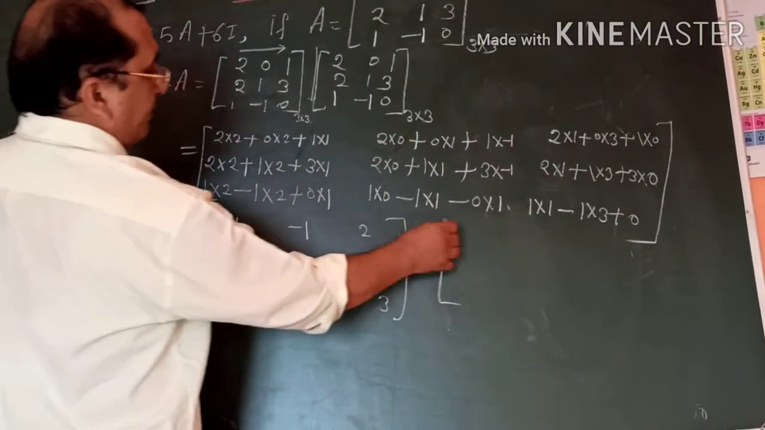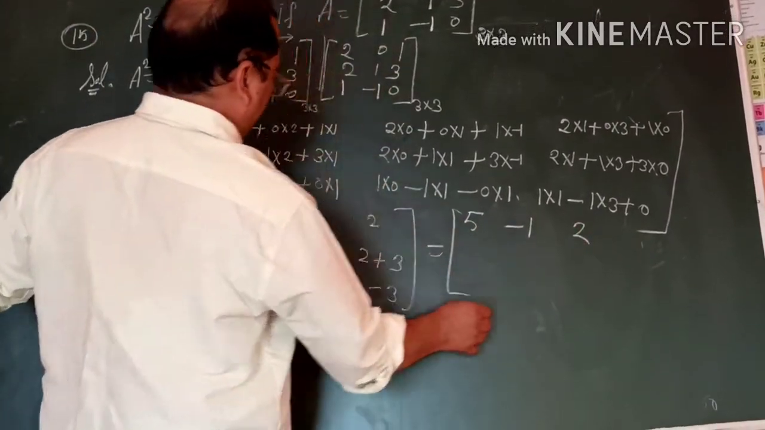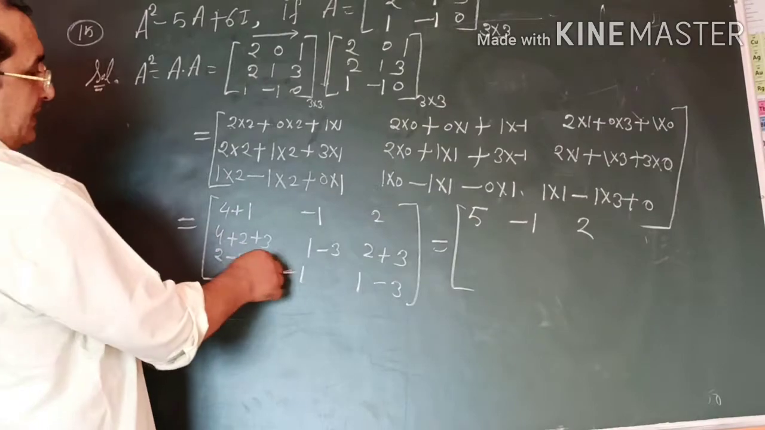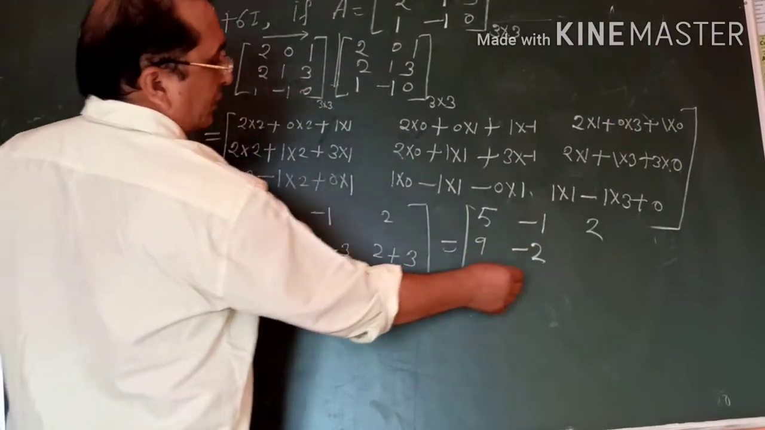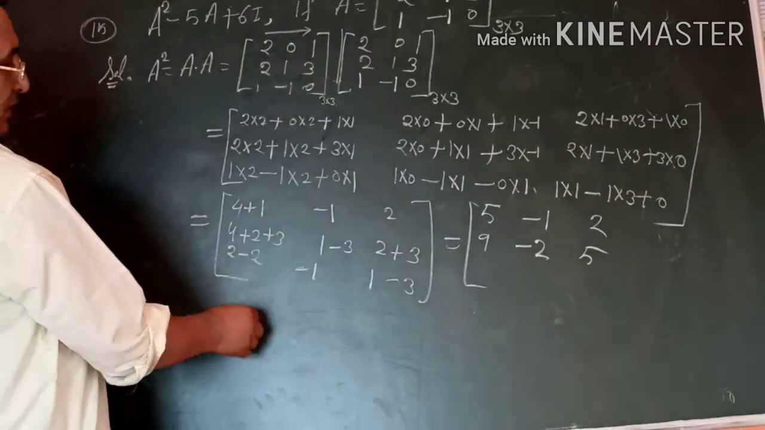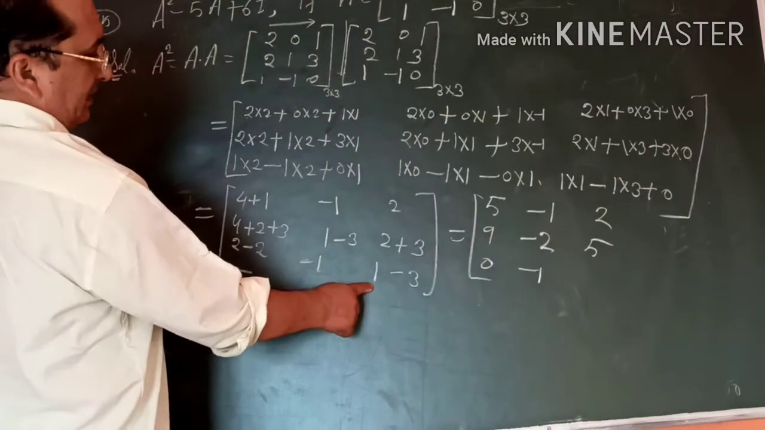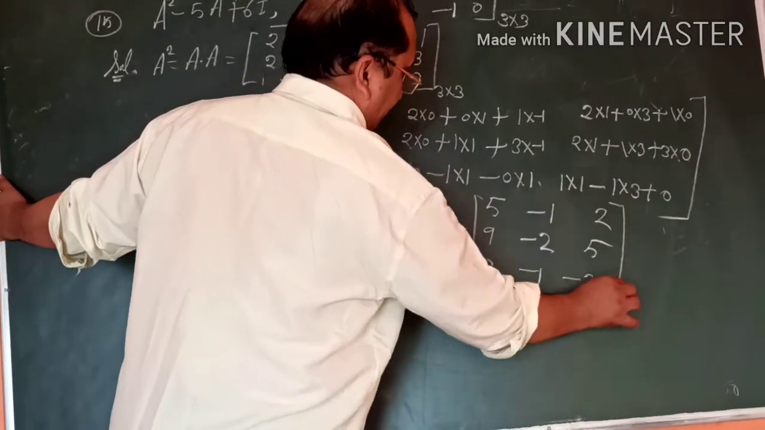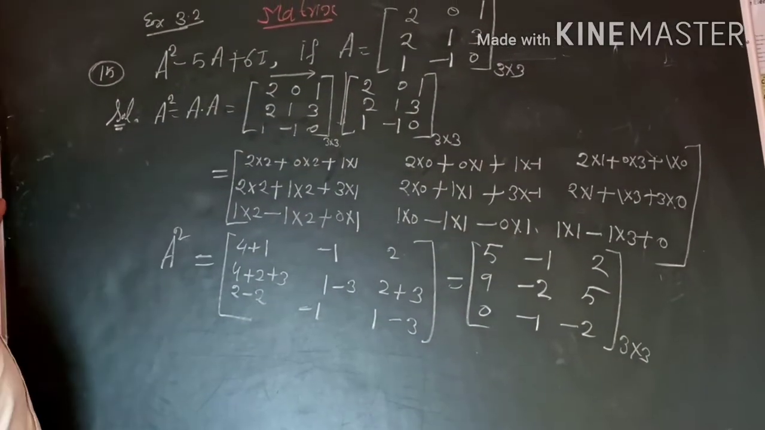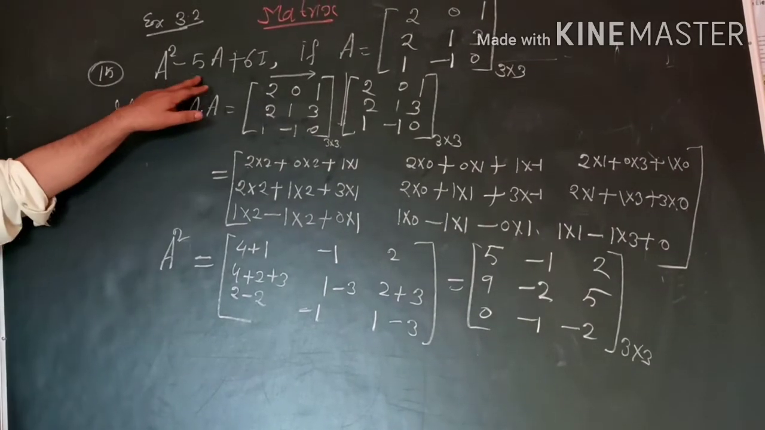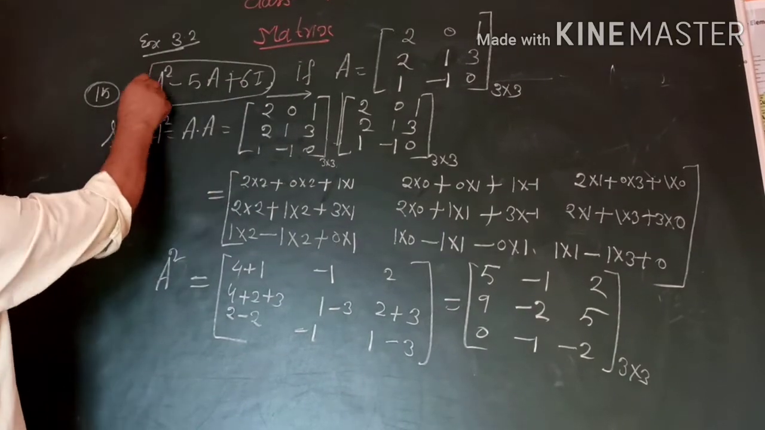So it will come 4 plus 1 equal to 5, and minus 1, and 2. Then 4 plus 2 is 6 plus 3 is 9, and 1 minus 3 equal to minus 2. Then 2 plus 3 means 5, 2 minus 2 means 0, and 1 minus 3 means minus 2. This is also 3 cross 3, and this is known as A squared. Now we have A squared, and the rest of the values we have to put here.